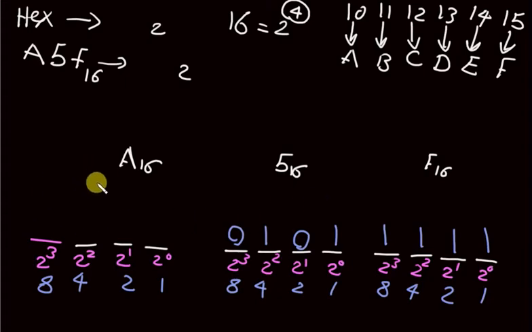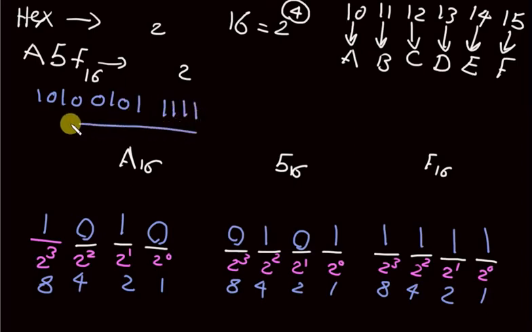I can put 4, I cannot put 2, I can't put 1. So that is the number for 5, and then A, which is equal to 10, I can put a 1 here, I cannot add a 4 to it, and I can put another 1 here, and I cannot add 1 to it. So this is my final number in hexadecimal. So this number in binary is 1010 0101 1111. So this is my number in binary for A5F.